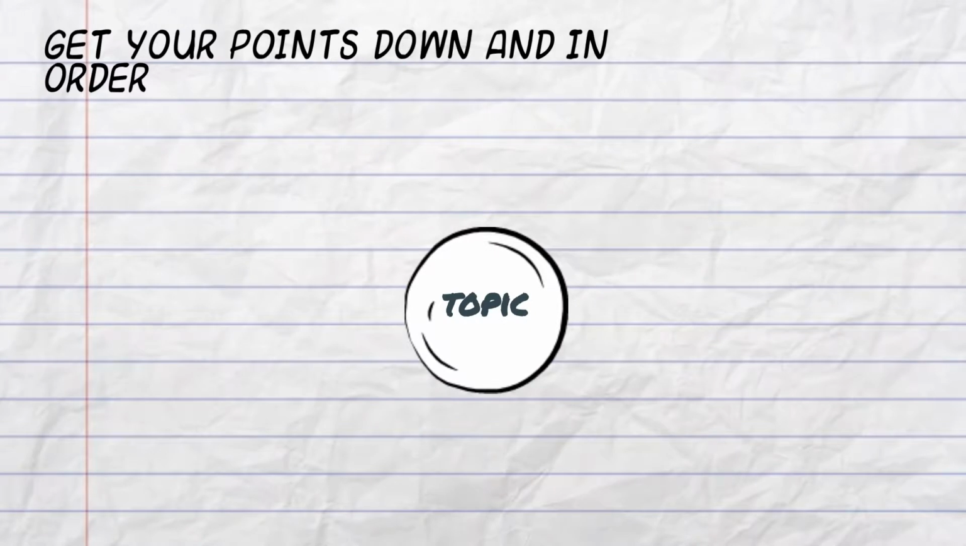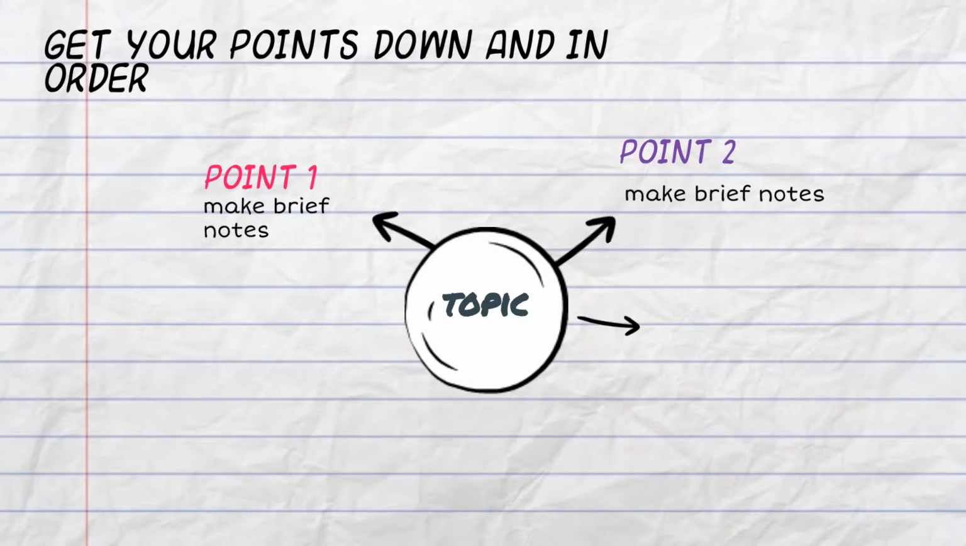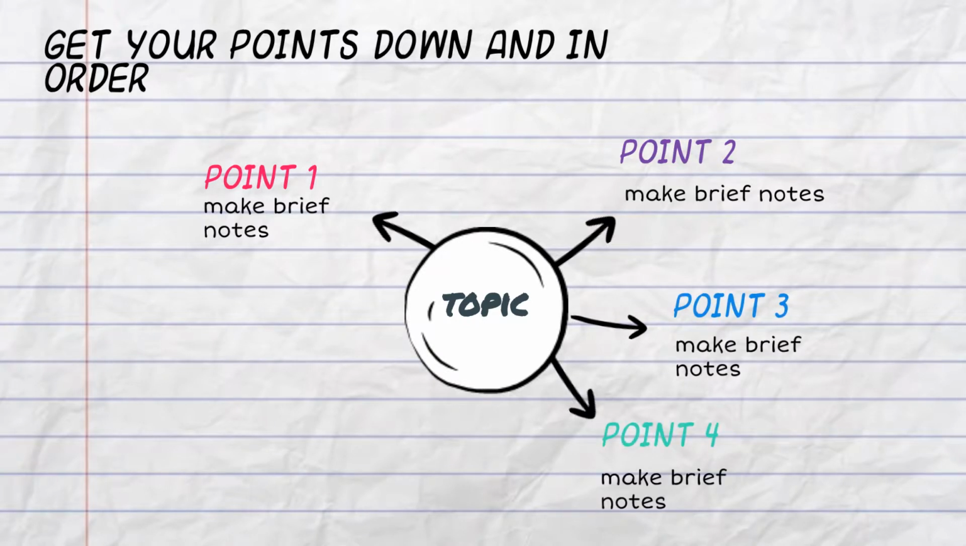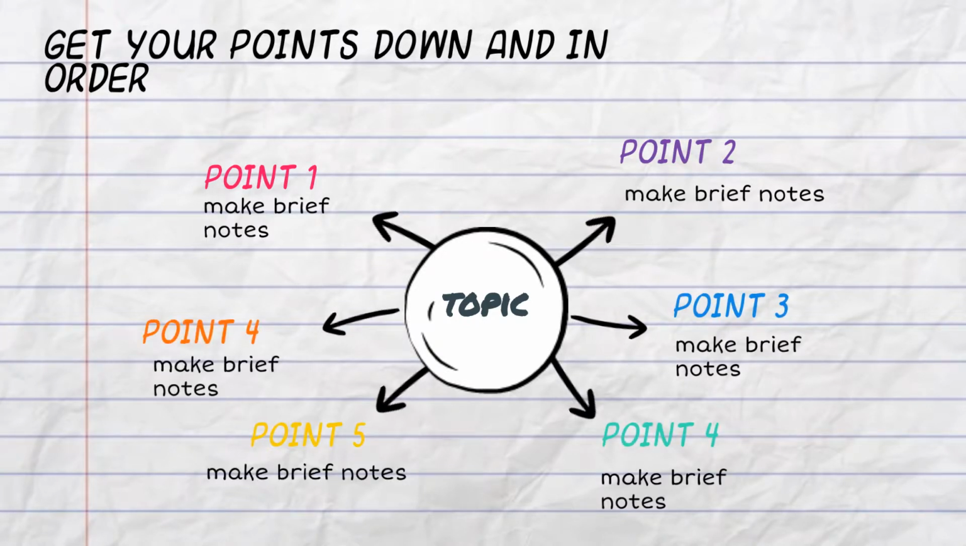Now think of 5 or 6 points you could include in your talk and get them down on paper. Decide on the best order for your main points and make brief notes to expand on each one.